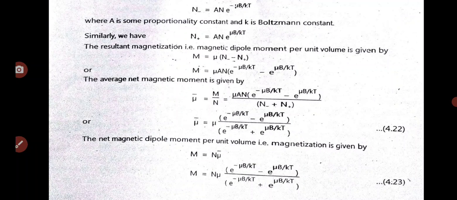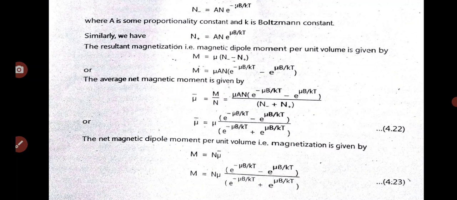So putting this formula in this equation, we get the average net magnetic moment, which is given by mu bar equal to mu times e to the power minus mu B by kT minus e to the power mu B by kT, over e to the power mu B by kT plus e to the power minus mu B by kT. That is the formula of the average net magnetic moment.